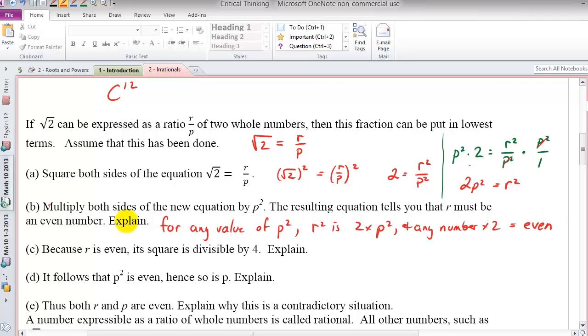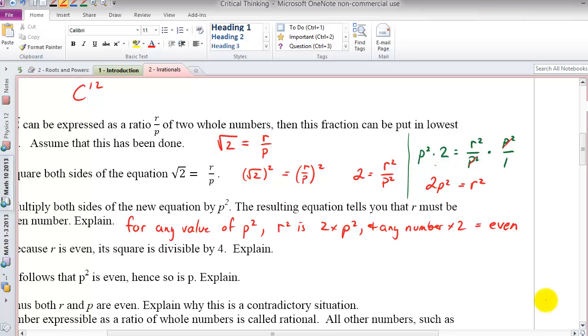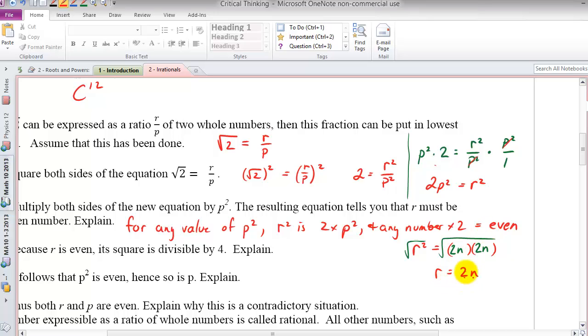So there's our explanation of why r squared is even. If r squared is even, that means there has to be two things multiplied together that are even, and there has to be a 2 in there. For something to be even, there has to be at least one 2, and for it to be a square, it has to be at least two 2's. So it's 2n times 2n, where n could be anything. If you take the square root of that, you get r is equal to 2n. So once again, any number times 2 is going to be even, so r must be even.